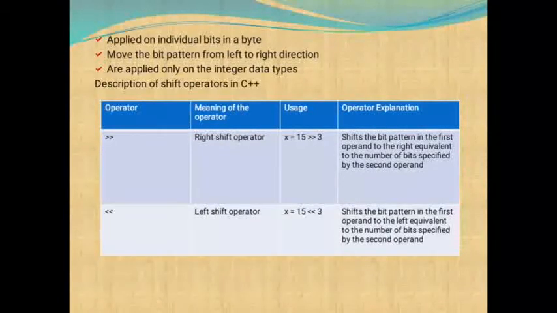Now, a description of shift operators in C++ is shown in the table. There are only two operators, right shift operator and left shift operator. In right shift operator, the pattern in the first operand is shifted to the right by the number of bits specified by the second. So, in right shift, the values are shifted towards the right, and in left shift, it is shifted towards the left hand side.